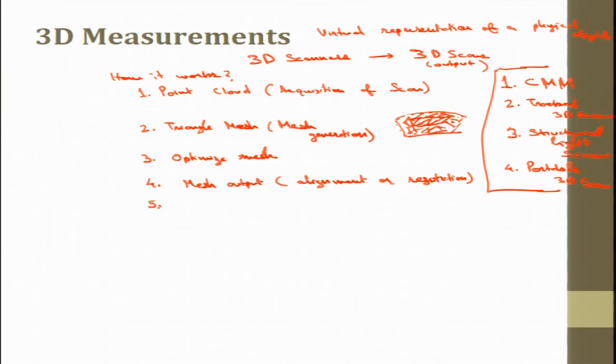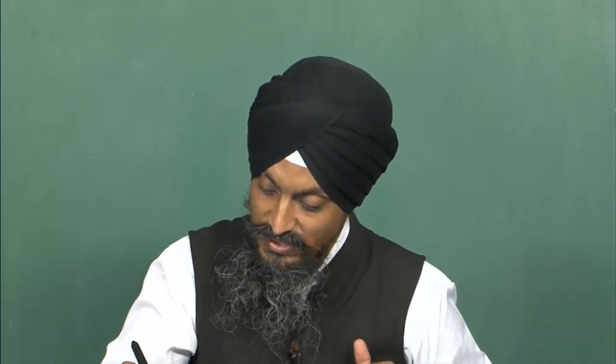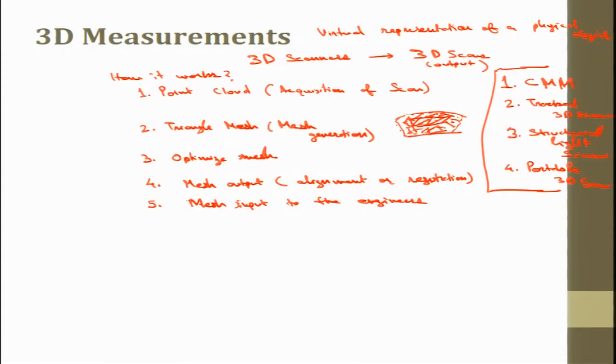After that, mesh input to the engineer workflows. So this output goes, I will put mesh input to the engineers. This mesh input goes to the engineers, and they can create a surface if they like out of that. They can create a solid model if they like. So these things can be created using this. This is the next step. This mesh input goes to the engineers.